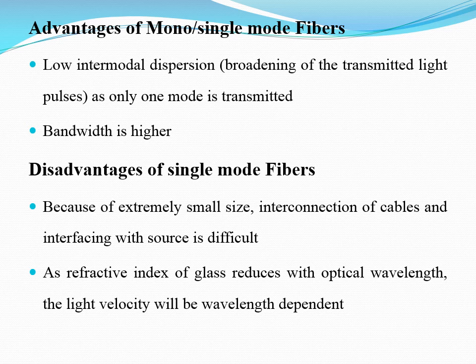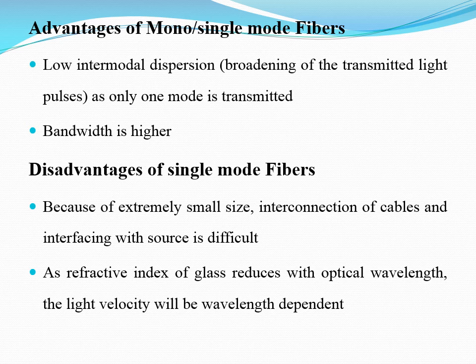Then we have disadvantages of single mode fibers, and because of this extremely small size, interconnection of cables and interfacing with the source is very difficult, because single mode fiber size is something between 5 to 10 micrometer or 2 to 10 micrometer. So the size is very small. Due to its extremely small size, joining the fibers, or what we call interconnecting the fibers or cables, is very difficult. And also interfacing this cable to an optical source is very difficult because of its size. So that is one of the drawbacks or limitations of single mode fibers.